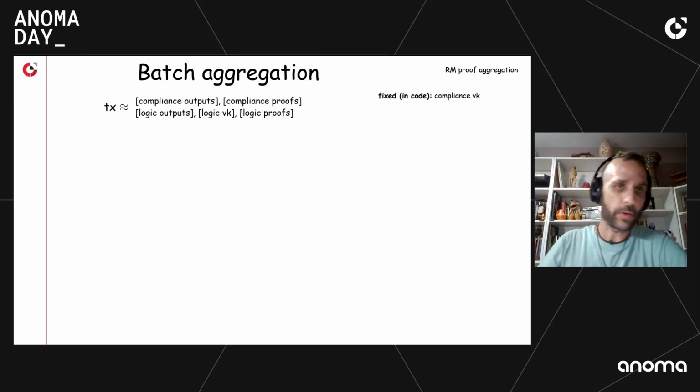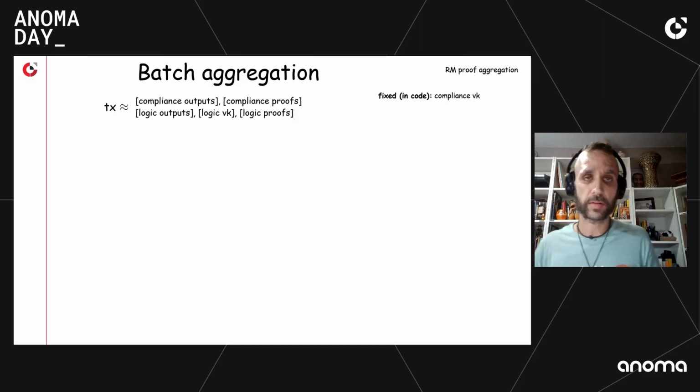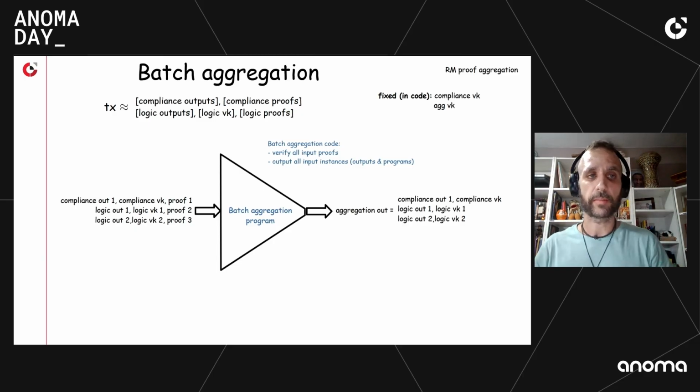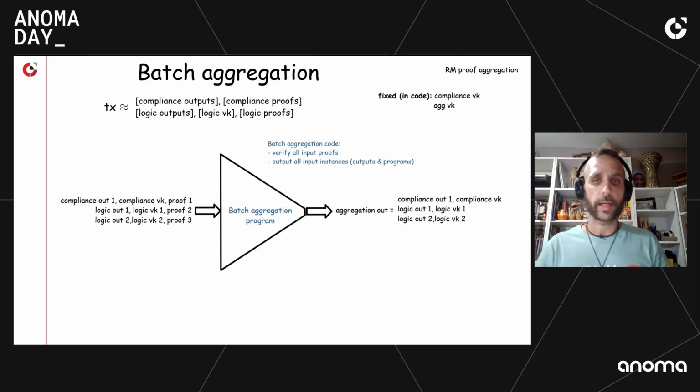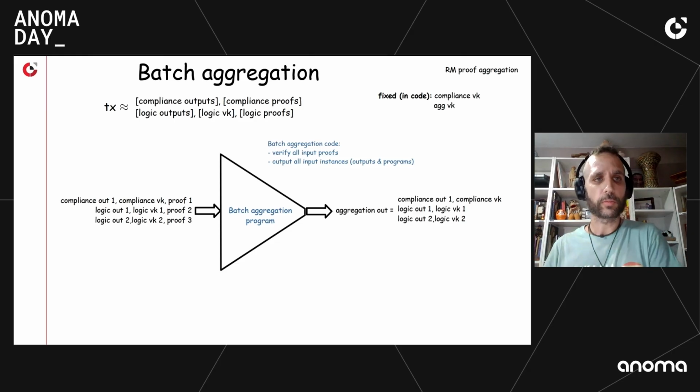Okay, so for the first approach, what we call batch aggregation, this is the most natural approach. The idea is simple: just take all the proofs that are in the transaction, verify them in one shot, and then if they are valid, we will output something. So what is this something? This something consists of, again, all the compliance and logic outputs and the verifying keys.